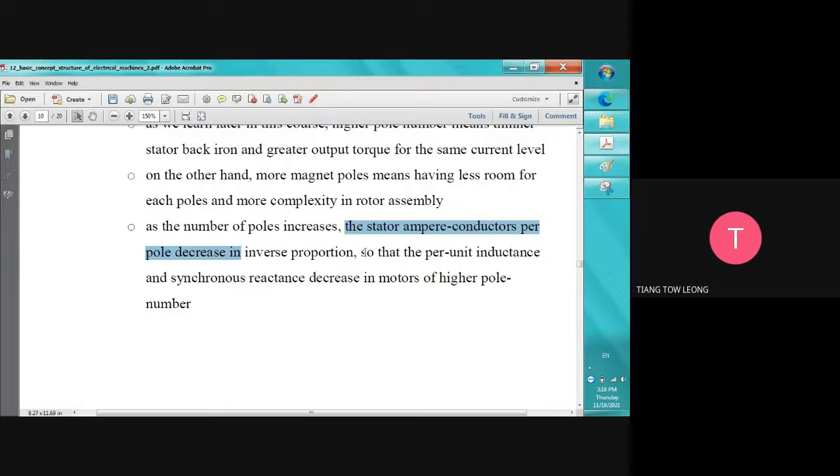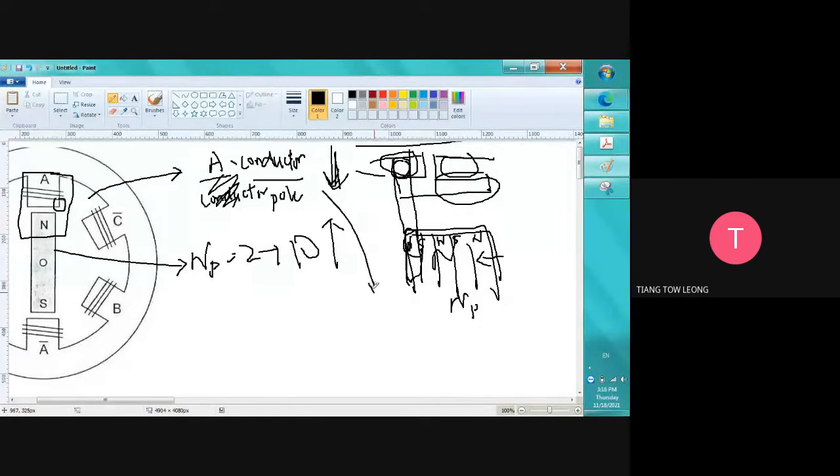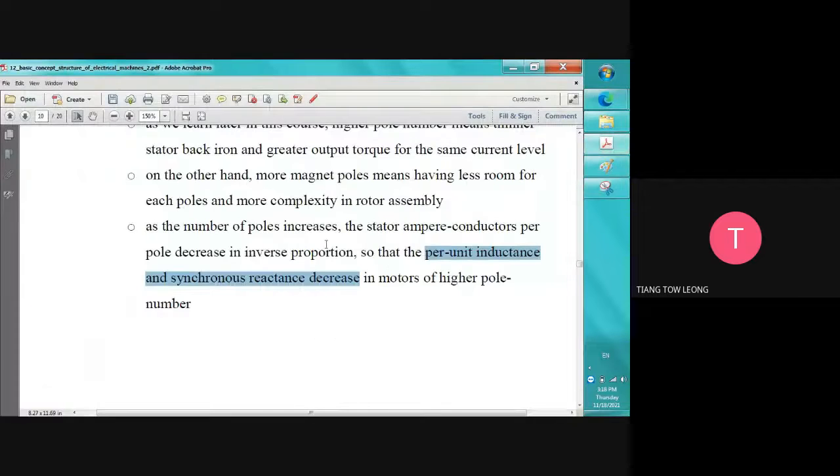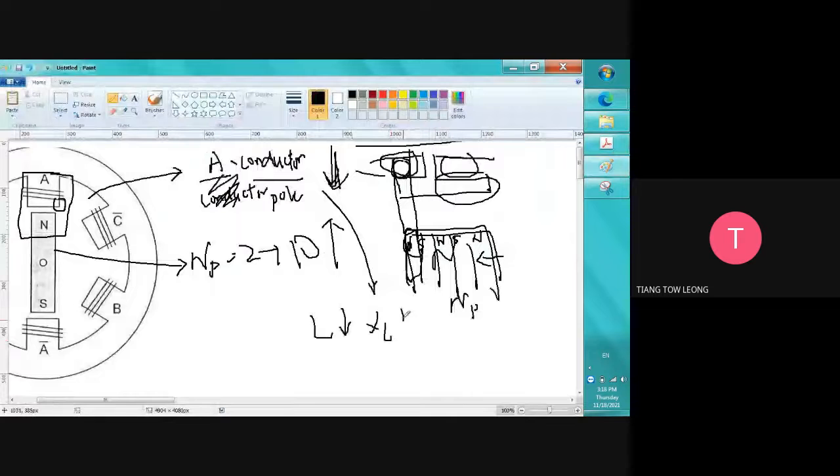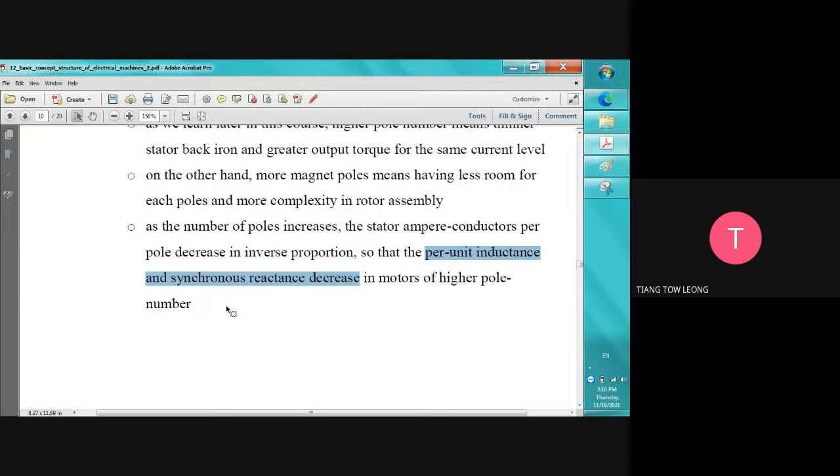And so the per unit inductance and synchronous reactance decrease. Per unit inductance means it will lead to L decreasing, and also the reactance XL decreasing, because this is proportional. XL is actually j omega L, if not mistaken. So when L decreases, this will be decreased, because the area is small, right? This is what the statement explains.